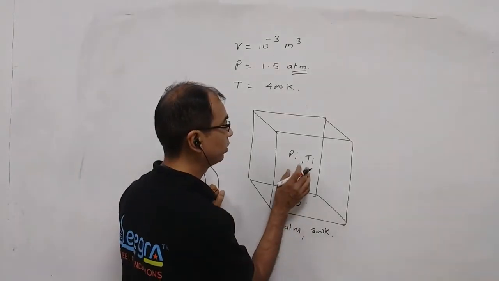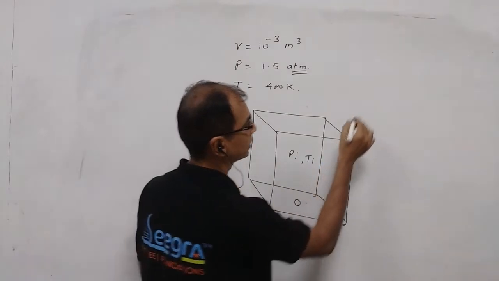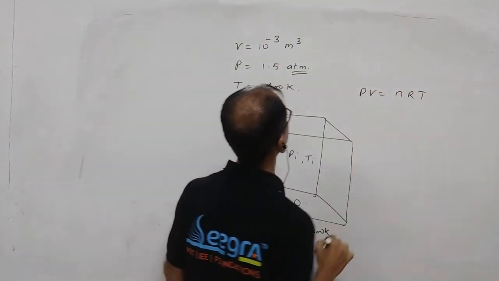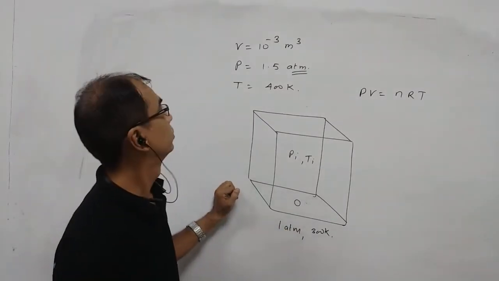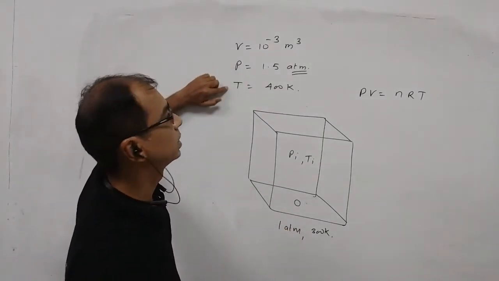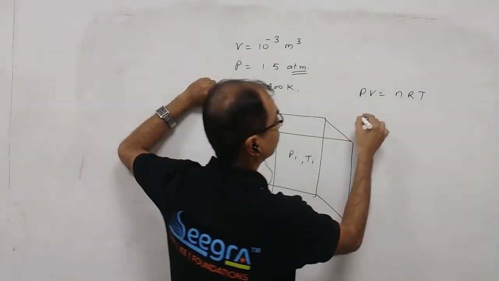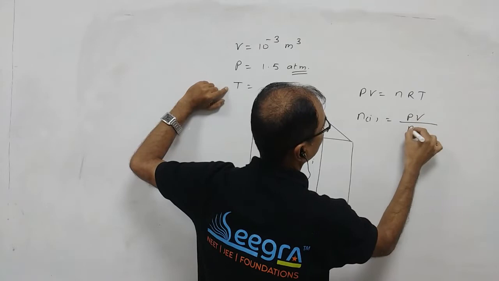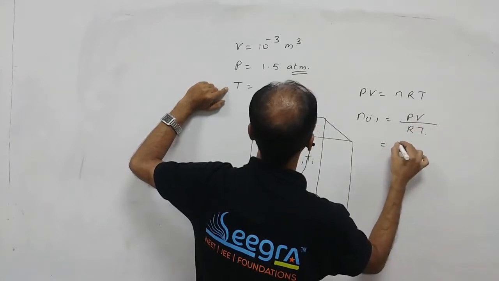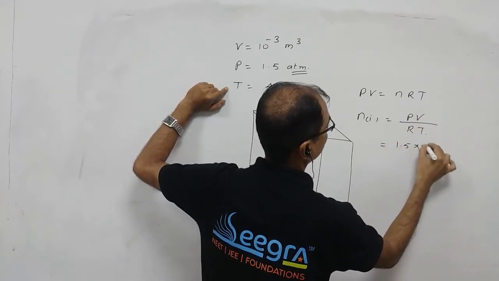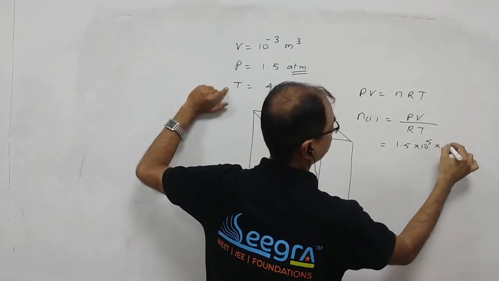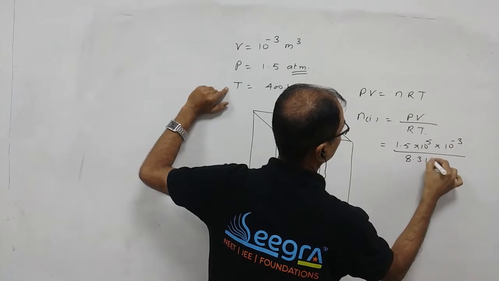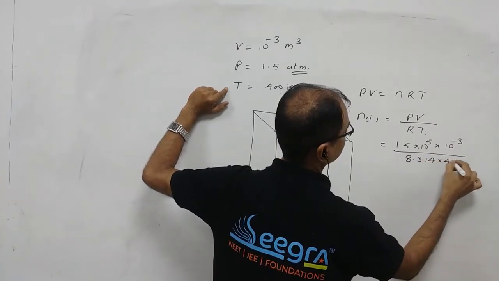First of all, let's find out the initial number of moles. We'll say PV equal to nRT. Everything is given, you see. Volume is given, P is given, T is given. So I can find the initial number of moles. That is PV by RT. P is 1.5 into 10 to the power 5, volume is 10 to the power minus 3, R value is 8.314, and temperature is 400 Kelvin.